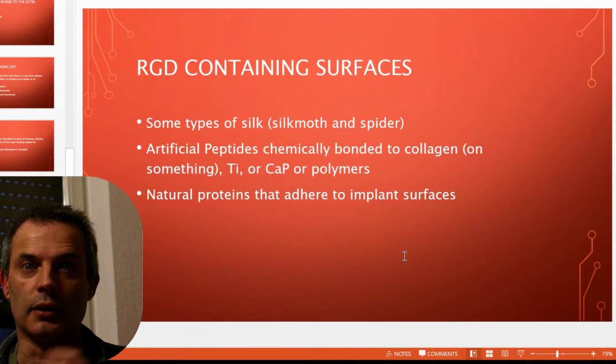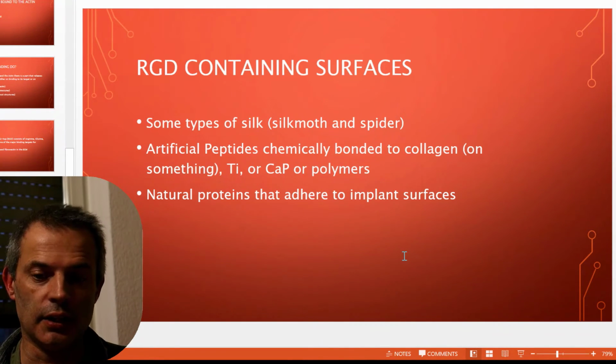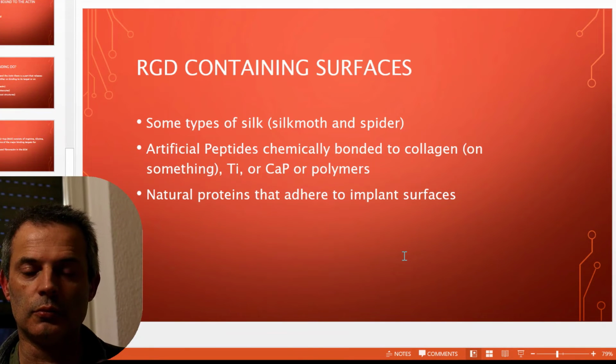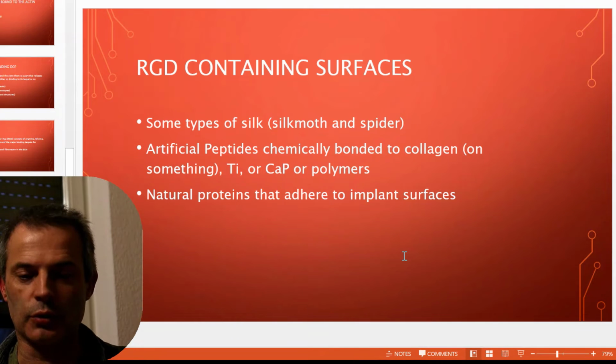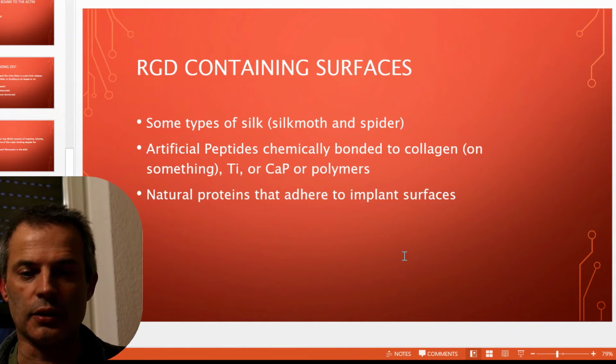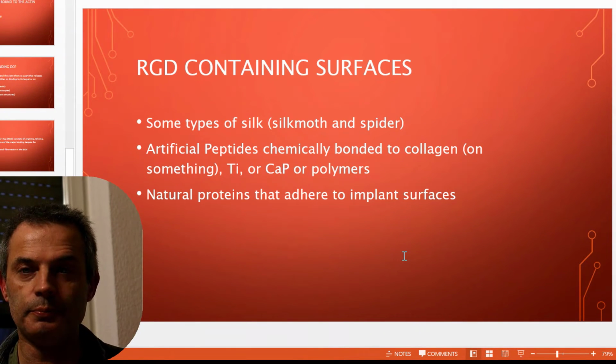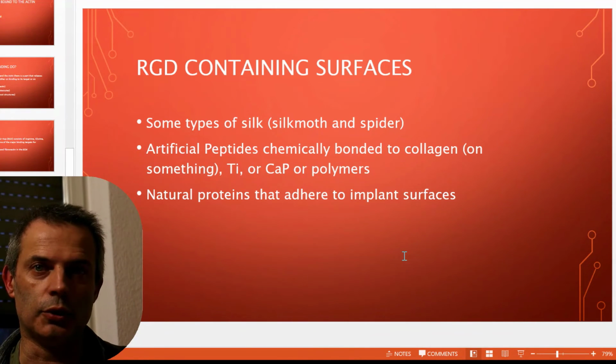If we want to make an RGD containing surface, we can either get something to make it for us, some types of silk already contain it. One of the silk moths, but not the normal one, makes a silk protein which contains suitable binding sites already, so we don't have to do anything, although we could artificially add them. Spider silk can also contain it. They vary quite a lot, and we can again add it if we're going to make it using bacteria.